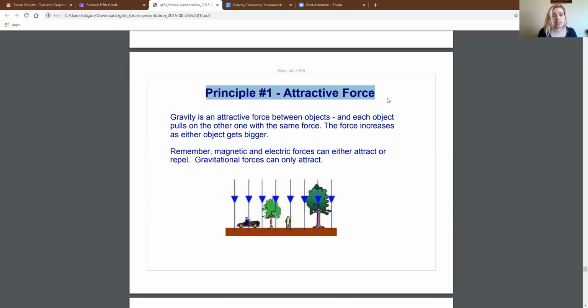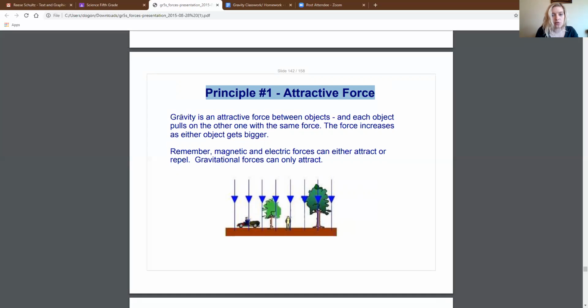The force increases as either object gets bigger, okay? So gravity kind of doesn't discriminate, okay? Everybody's going to have gravity. Doesn't really matter if you're a small ant or a big skyscraper. Everything has gravity, okay? And it's attractive. Just as much as that skyscraper is attracted to the Earth, the Earth is attracted to that skyscraper, okay?